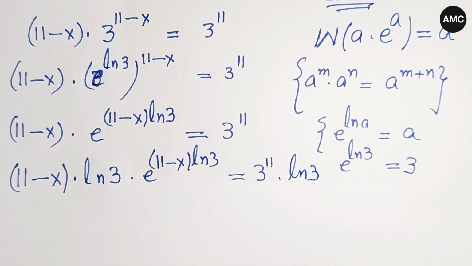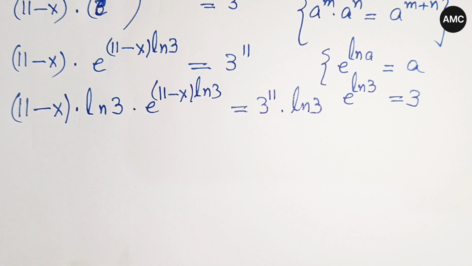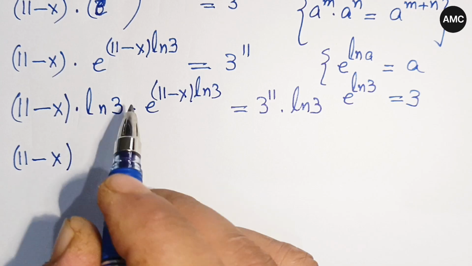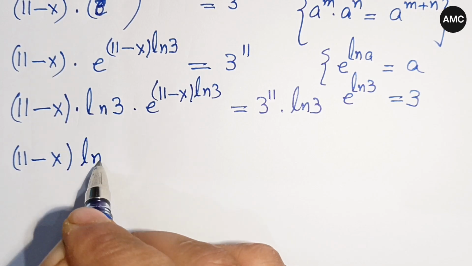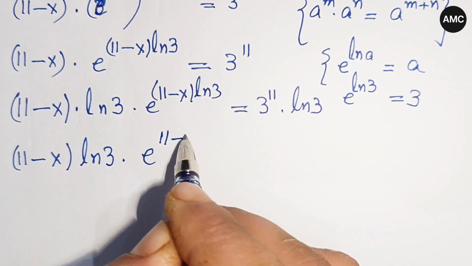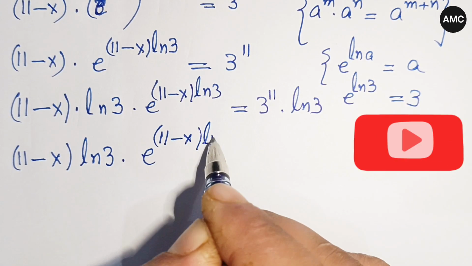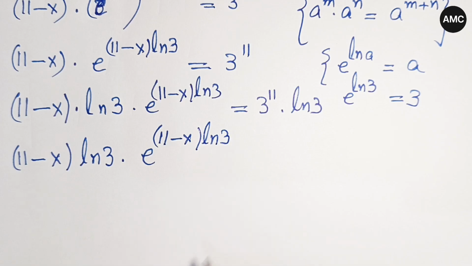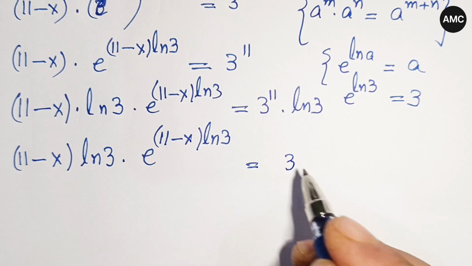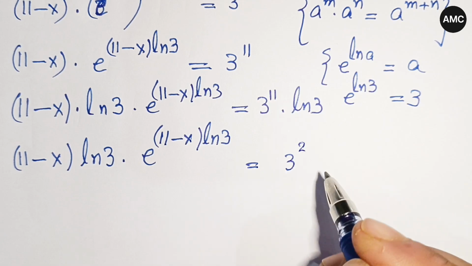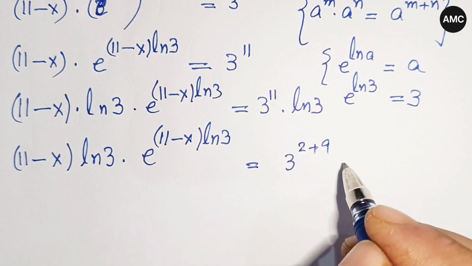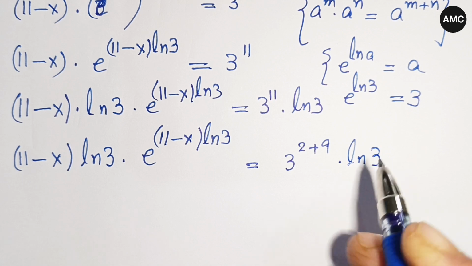We have just multiplied by natural log of 3 on both hand sides. So here we just write that 11 minus x times natural log of 3, and here we have e to the power 11 minus x times natural log of 3. Our right hand side, 3 to the power 11, can also be written as 3 to the power 2 plus 9, which is equal to 11, times natural log of 3.